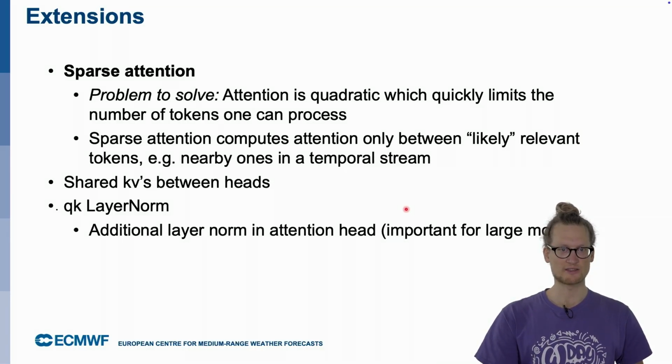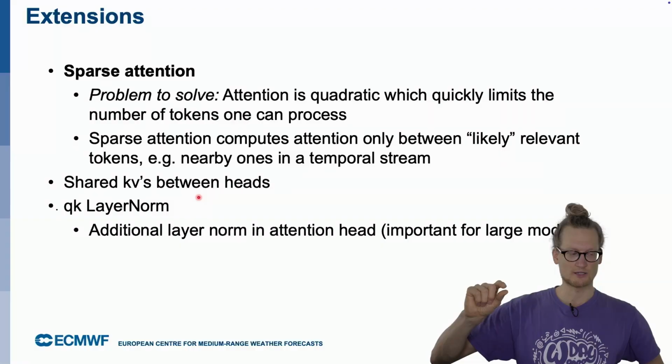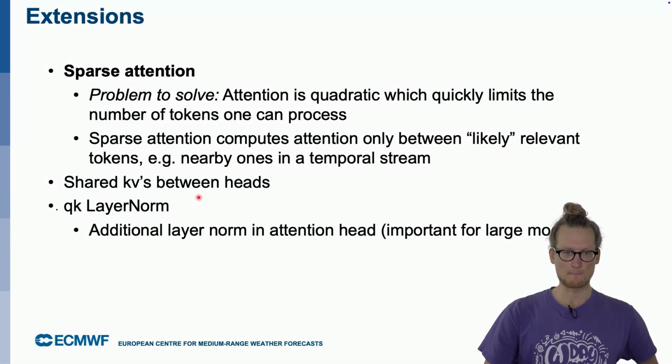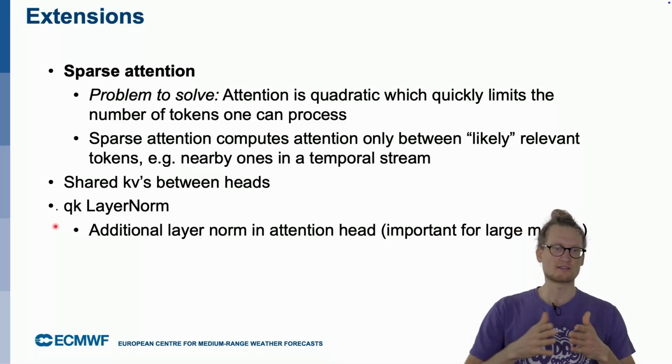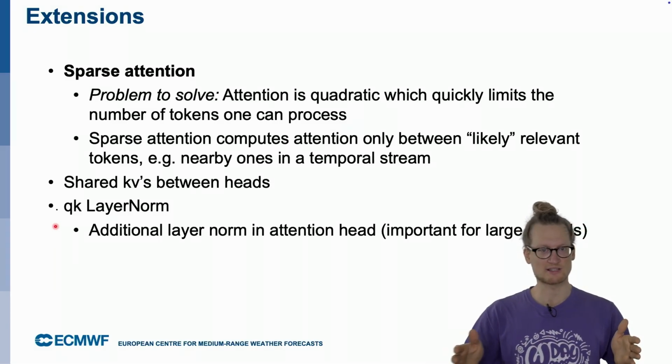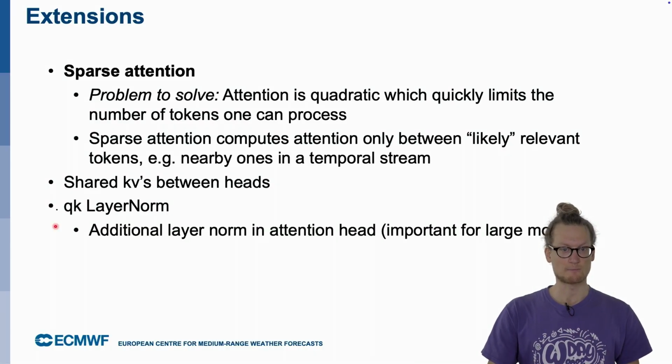And then there are a couple of other extensions, like shared key and value between the different heads, such that not every head has to learn its own key and value, or also other normalization techniques like query-key layer norm. This seems to be important for larger models, so that your activations stay in a manageable regime.